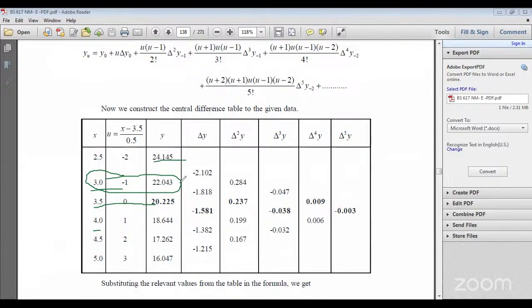So I am taking 22.043 minus 24.145, which is minus 2.102. Then 20.225 minus 22.043 is minus 1.818. Then 18.664 minus 20.225 is minus 1.561. 17.262 minus 18.664 is minus 1.402. 16.407 minus 17.262 is minus 0.855.